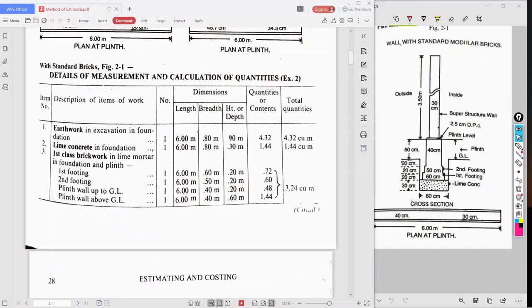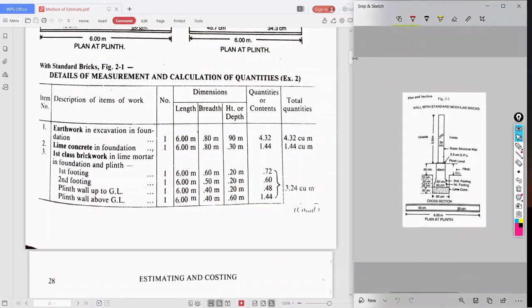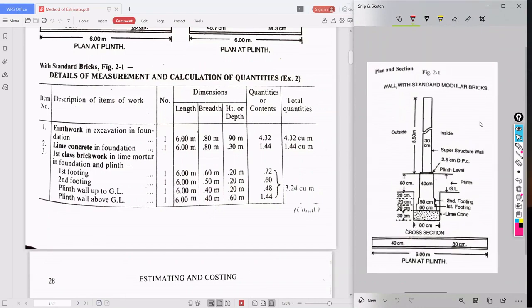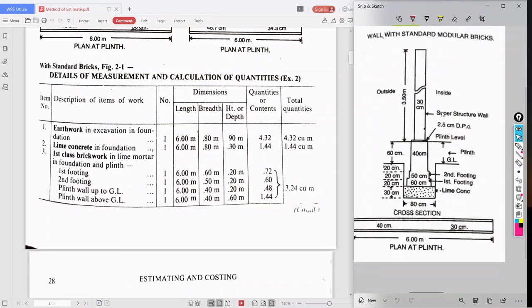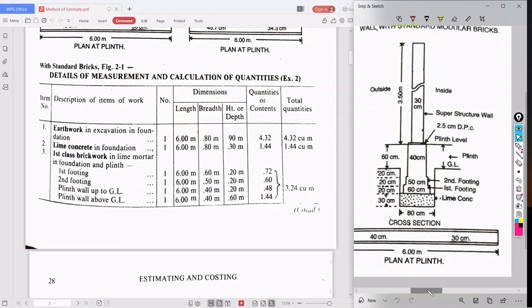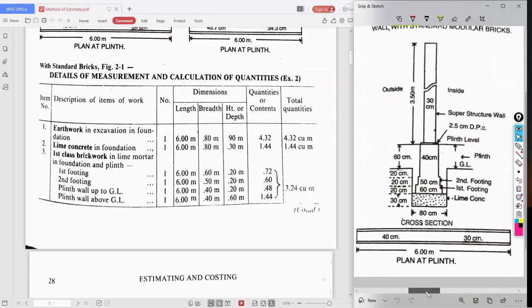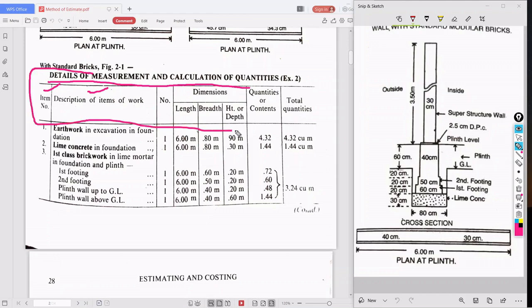I already told you the measurement tabular column, which is already discussed in your detailed estimate. First we need to draw the tabular column, that is, details of measurement and calculation of quantities. The tabular column has item number, description of items of work, number, dimension (length, breadth, height), quantities, and total quantities. This tabular column you need to write first.